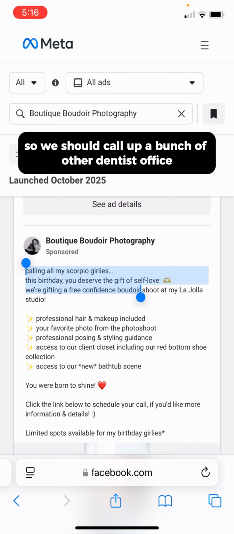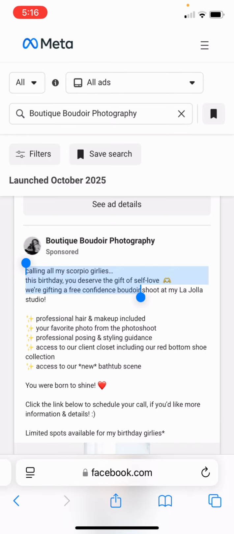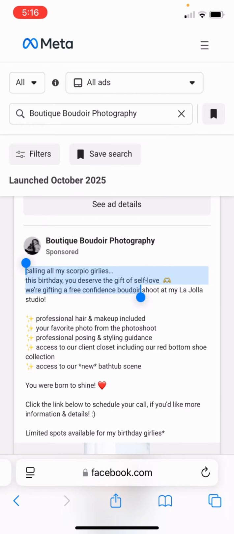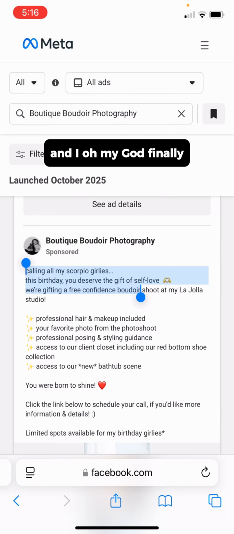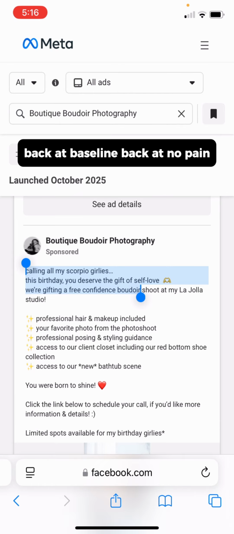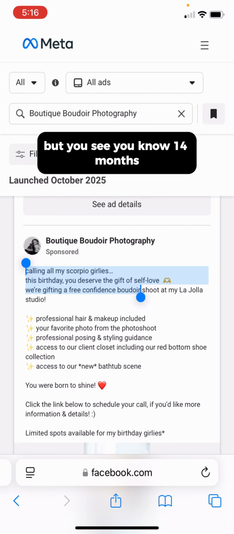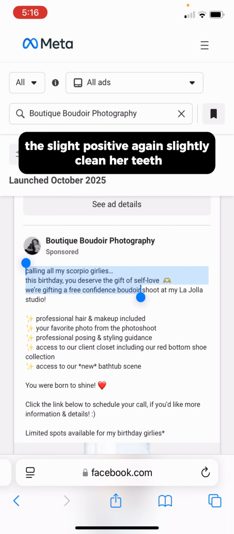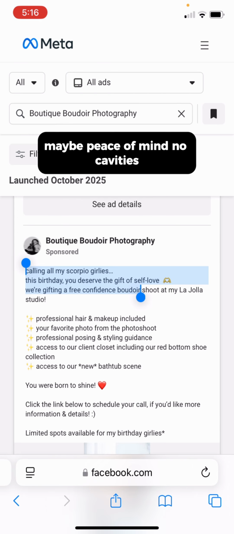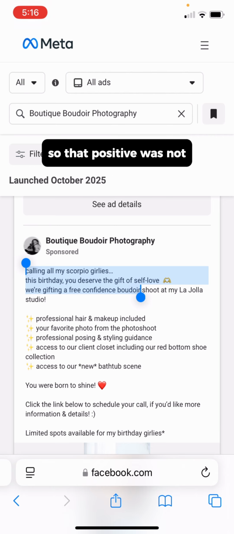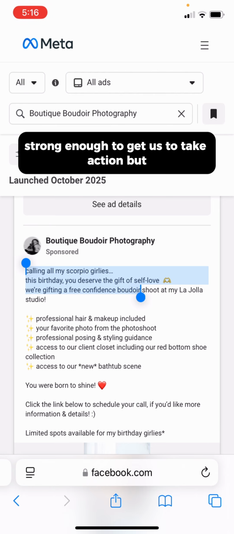Which, our tooth's killing us. So we call up a bunch of other dentist's offices. Someone gets us in for the next day, tomorrow. And we're like, oh my God, finally. I'm back at baseline, back at no pain. Back to normal. But you see, 14 months, the slight positive, again, slightly cleaner teeth, maybe peace of mind, no cavities, was not enough to get us to take action. So that positive was not strong enough to get us to take action.